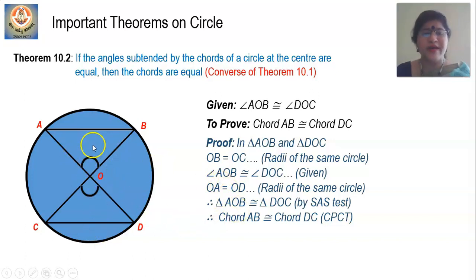And when the triangles are congruent by SAS test, the next step is to write down which are the corresponding parts. You choose that, the one that is required to be proved. So therefore, chord AB is congruent to chord DC because of corresponding parts of congruent triangles. Let us look at some more theorems which are very important in this chapter.